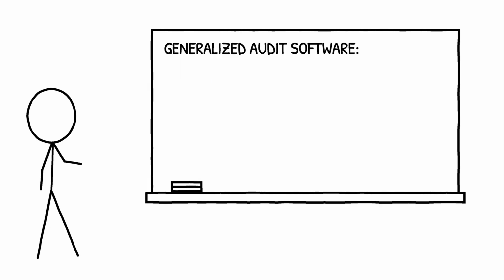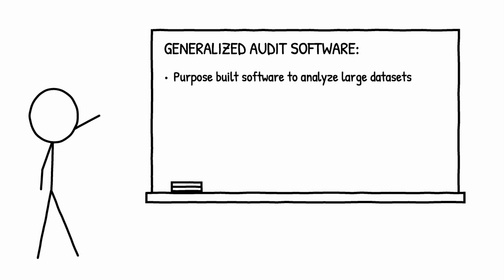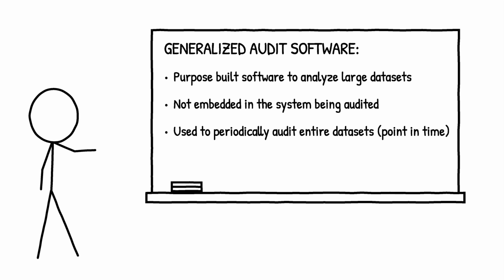Just make sure you understand that generalized audit software is purpose-built software used by auditors to analyze large datasets. And because it is not embedded into the system being audited, it is used to periodically audit entire datasets at a point in time. To analyze live data, the auditor will use continuous auditing techniques, which we will go through in the next few videos.